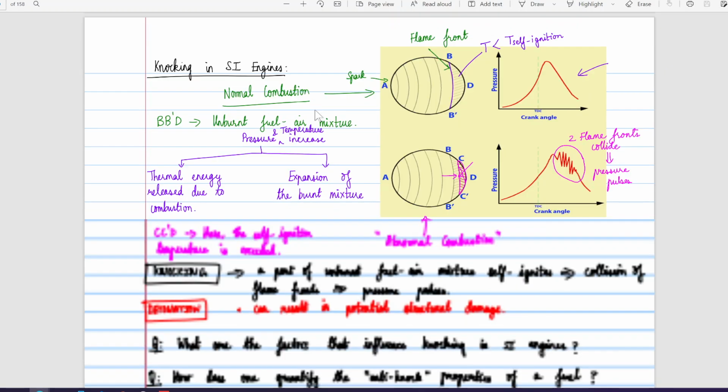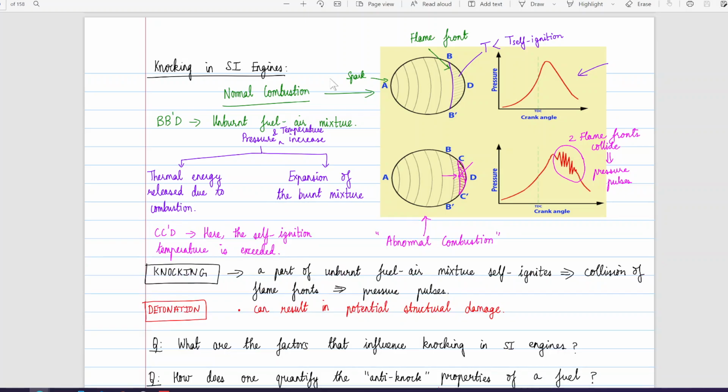Then we discussed knocking in these engines. So what happens is when we start a spark, due to combustion, the gases start expanding. With this expansion, the flame also propagates in one direction.